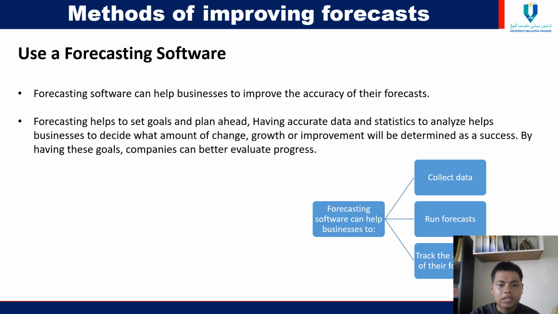Having accurate data and statistics to analyze helps business to decide what amount of change, growth, or improvement will be determined as a success by having their goal. Company can better evaluate process. Forecasting software can help business to collect data, run process, and track accuracy of their forecast.